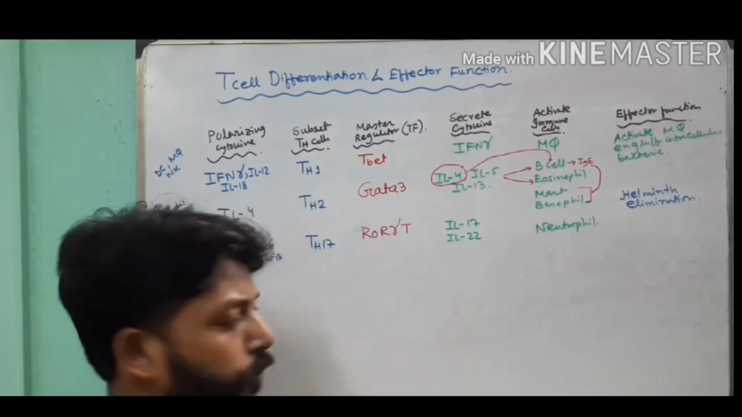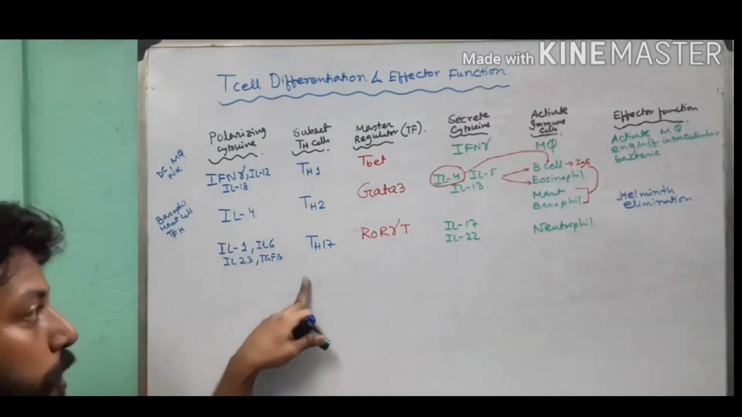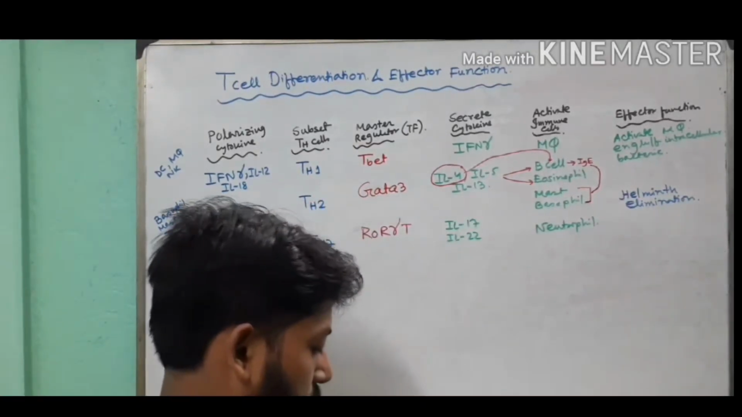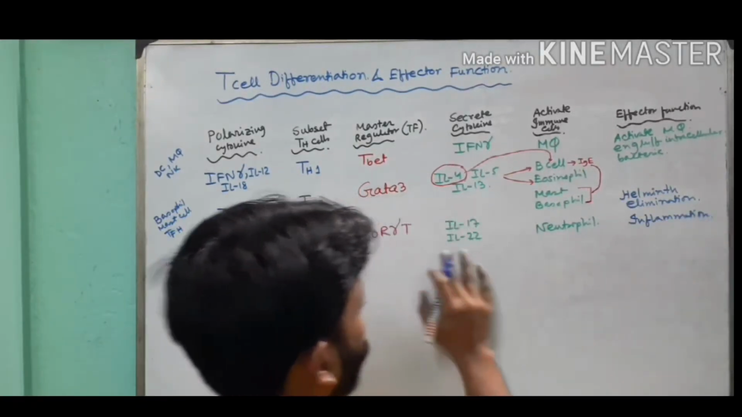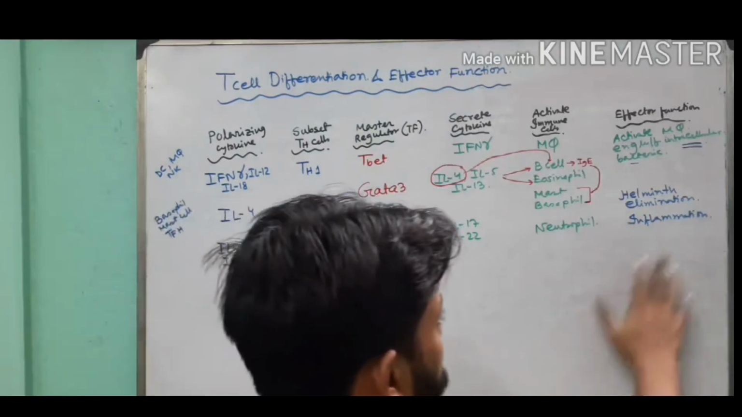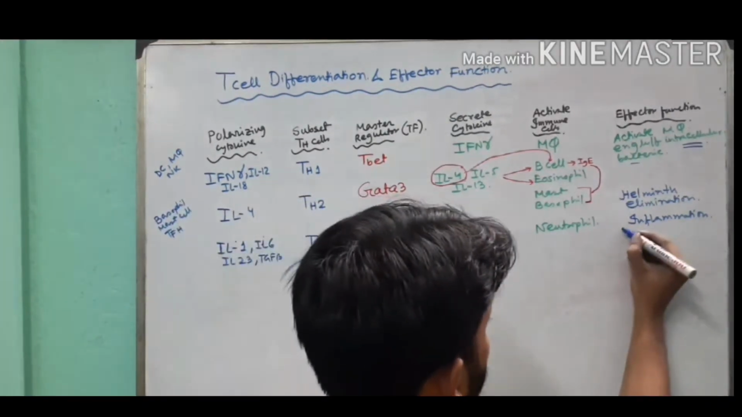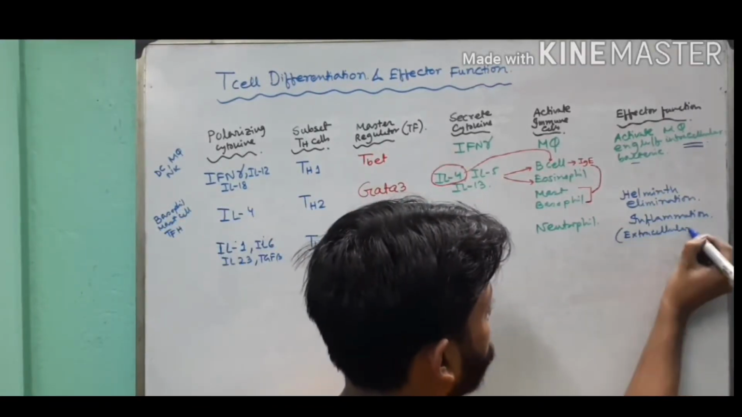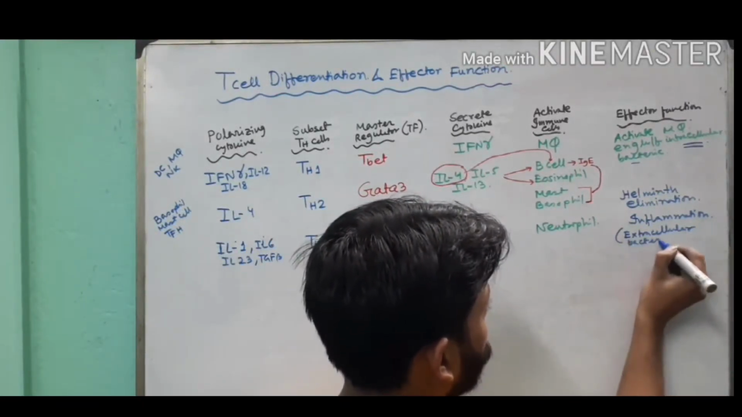These cells activate a major important cell called the neutrophil. There are many functions performed by T helper cells, and the major one is inflammation. So I can write inflammation. The ultimate effector function of these cells is inflammation. Not only inflammation, it also helps to eliminate extracellular bacteria, as some bacteria are extracellular, and fungi.